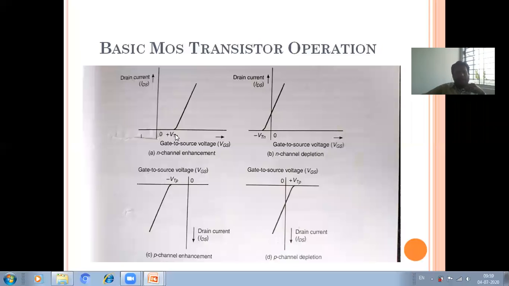Okay, now here, a positive VGS voltage is applied for the flow of current. After the threshold voltage, the device will go into the conducting state. So this voltage is called the VTN, threshold voltage.